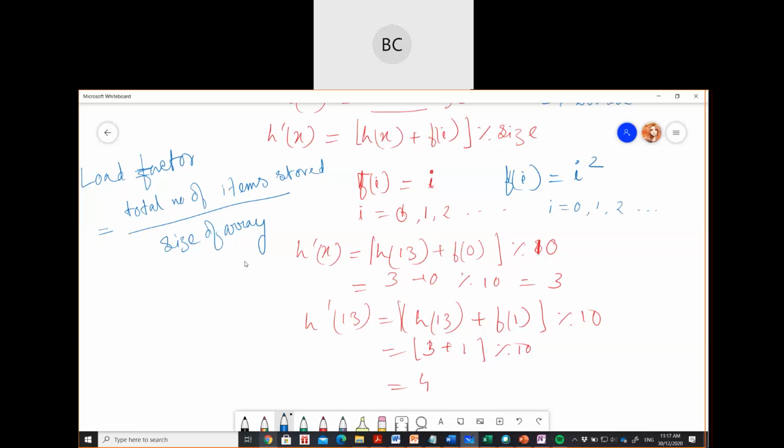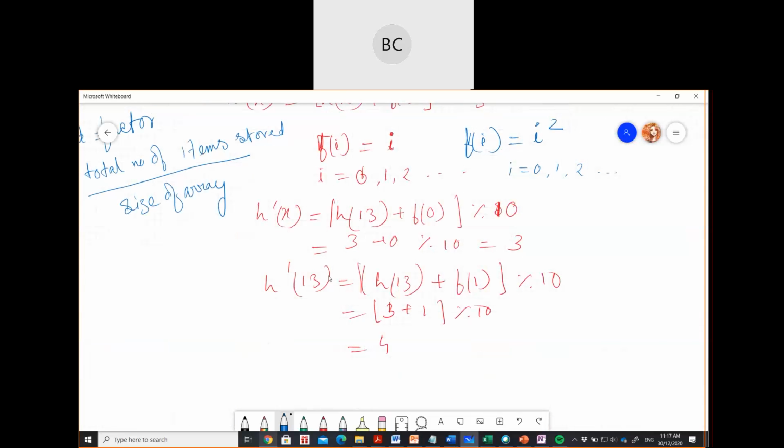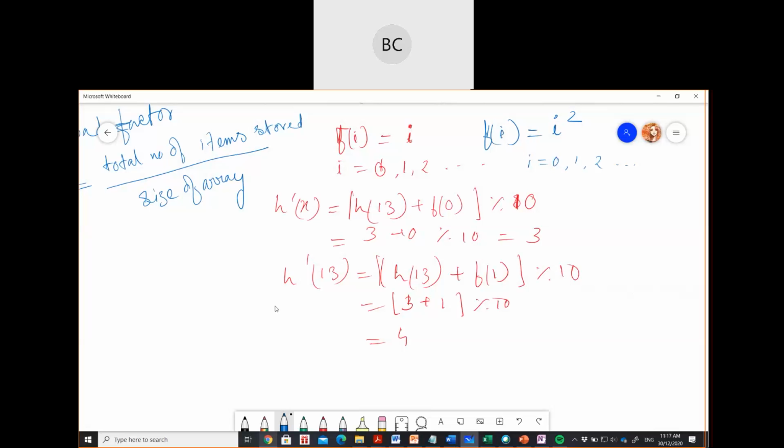I went for quadratic one. Using the quadratic one, we can avoid the clustering problem. But again, the searching might not always take one time. By concept, generally searching should be O(1). But if we use linear, it won't be O(1). It will be more than O(1). Is this clear for everyone? Hashing. This is just an extra concept I gave you guys.